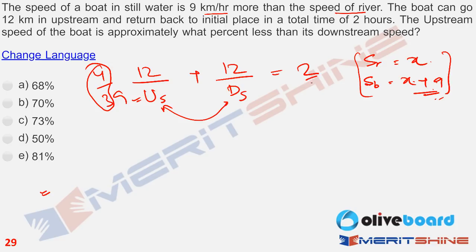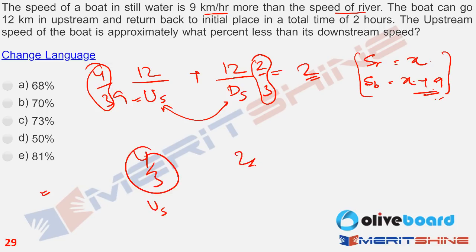So the total time is 2. Can you tell me how much the downstream time will be? Yes, 2 minus 4 by 3, which is nothing but 2 by 3. What I'm saying is 4 by 3 hours is taken in upstream and 2 by 3 hours is taken in the downstream. So if the time is half, the speed will be what? If this is y, this will be 2y.